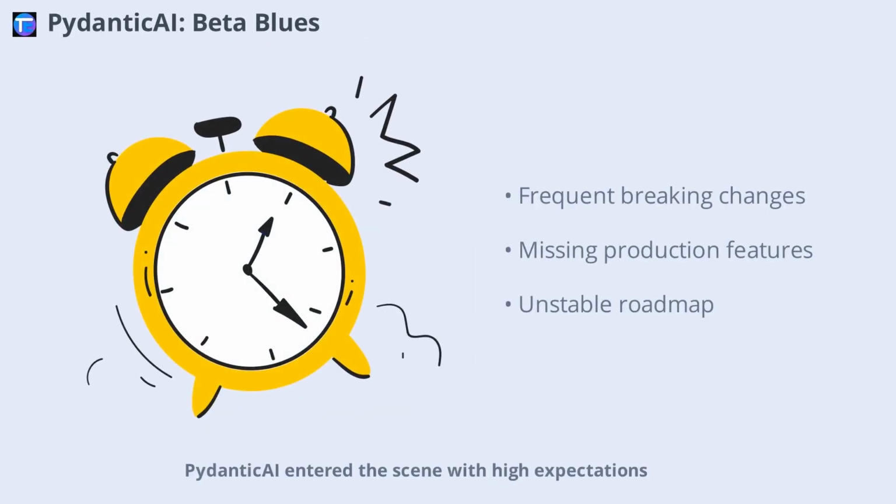PydanticAI entered the scene with high expectations, promising to bring FastAPI's simplicity to GenAI development. But as of version 0.0.13, it's still in beta, with frequent breaking changes and missing features. Building production systems on a framework that openly admits to instability is risky. Developers face maintenance nightmares as APIs change, and the roadmap shows that even fundamental architecture decisions are still in flux.